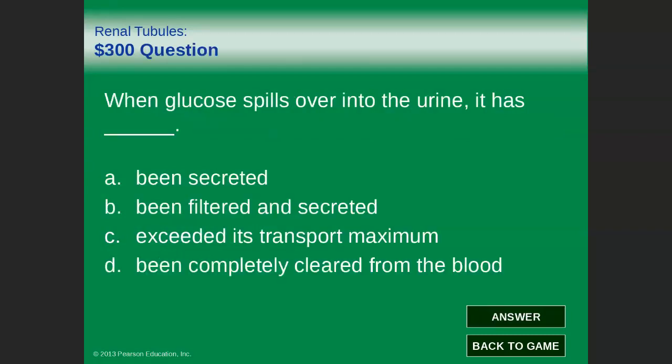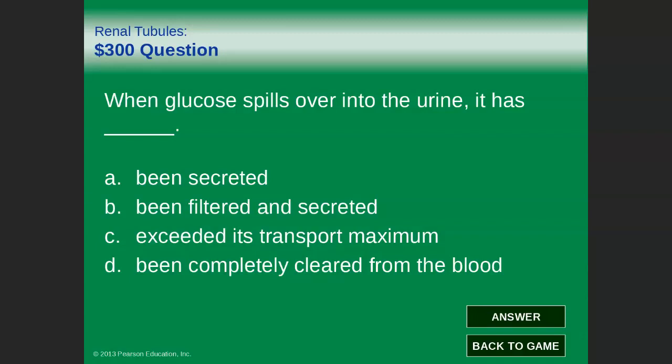When glucose spills over into the urine, it is what? Well, you only have so many carrier proteins, so many transport proteins that can carry glucose. Even though you may have enough insulin, you only have so many transport proteins. If you saturate all your carrier proteins, you're not going to be able to carry any more glucose into the cell. So the glucose starts spilling out into the urine.